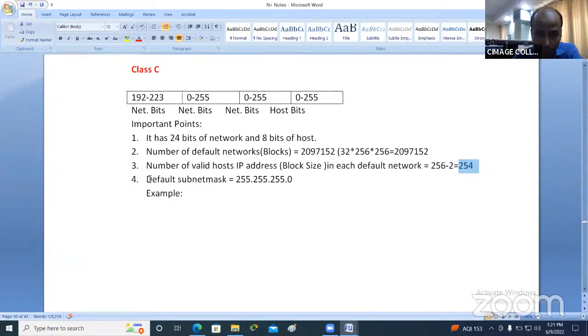Fine. Now the default subnet mask of this class will be 255.255.255.0. Why 255 three times? Because three groups are used to define the network.